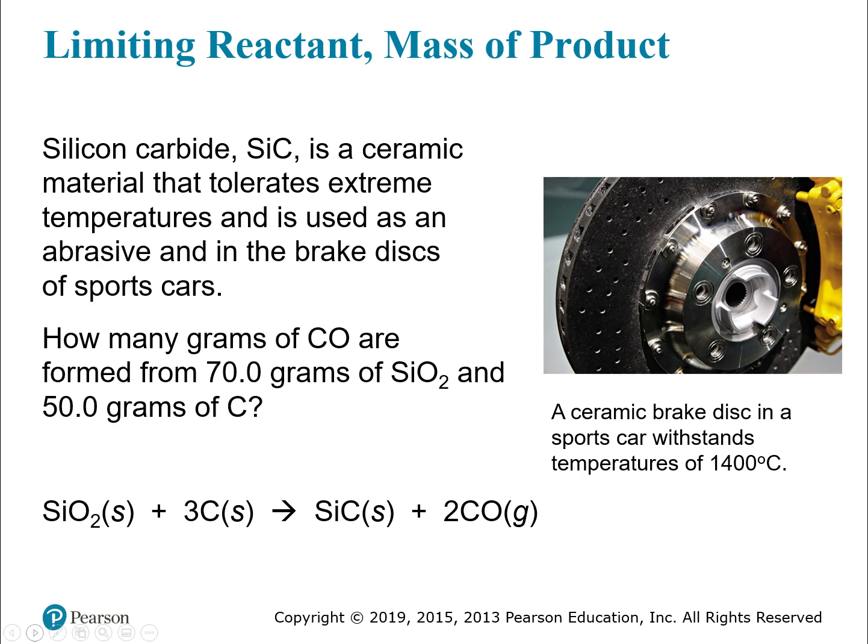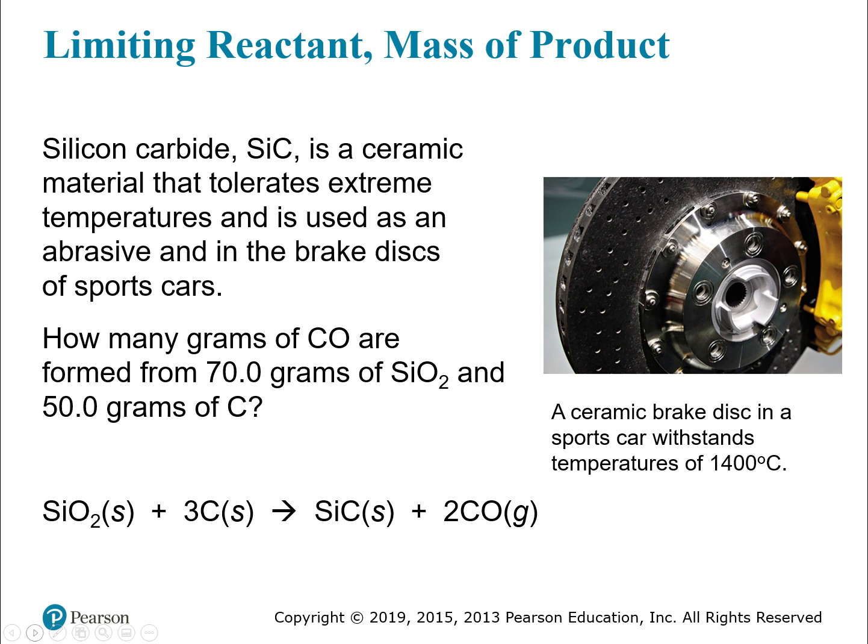Let's say that we are trying to make silicon carbide. Silicon carbide is a very durable material, and it can handle really, really high temperatures. So it's used as an abrasive, and it's used in brake discs of sports cars. When you're braking and you're going really fast, there's friction and there's a lot of heat. The silicon carbide is not going to break down. So that's why it's used.